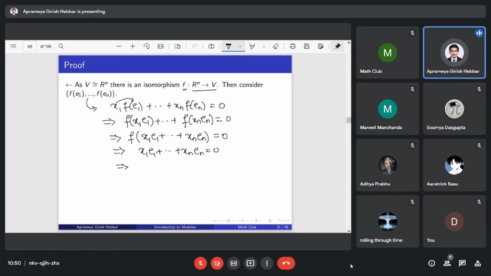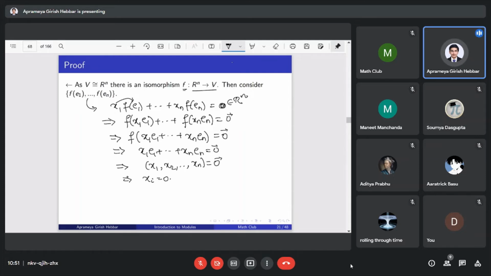But note that e1 up to en, they are independent, right? So basically, what does this mean? This means x1 x2 xn is 0. This 0 is an element of Rn, so you can call it the 0 vector. So this in particular means each xi is 0.